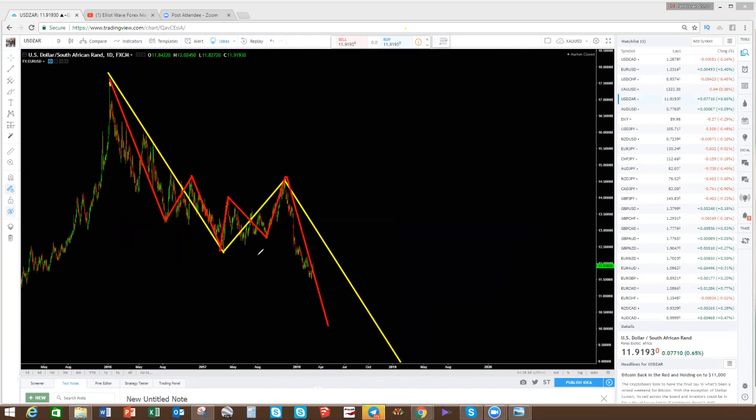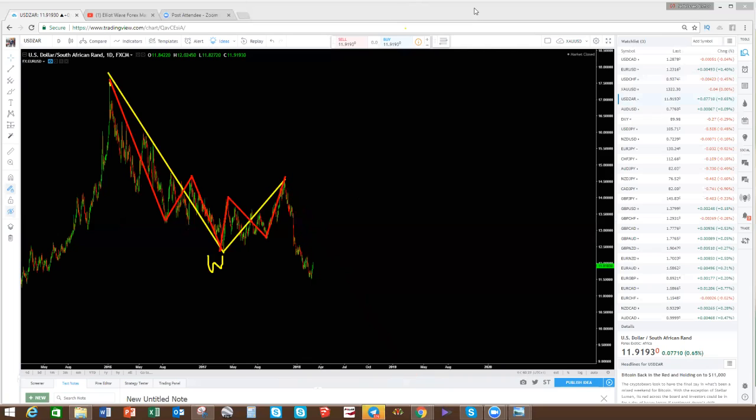So if you look at this, this will be a WXY in yellow, and that will take you to 9 rands, or 9 ZAR. But it does not have to get to 9 ZAR if it does this. Let's get our eraser and erase these as well.